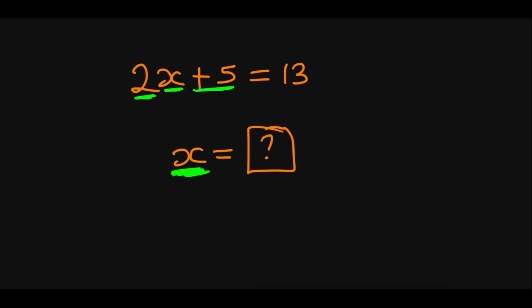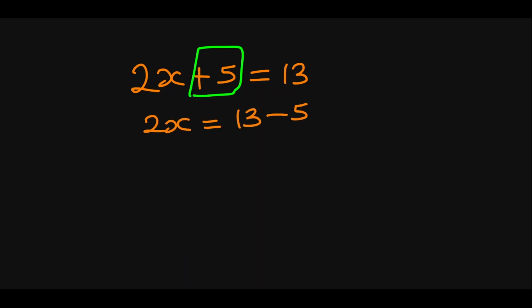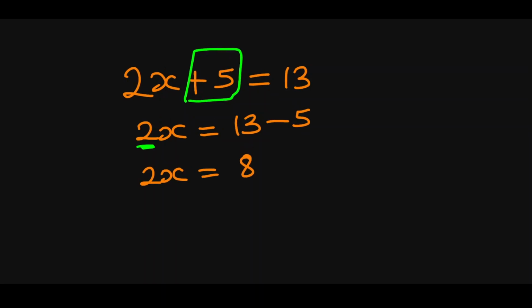So how do we do this? We will employ the things we talked about at the beginning, those two sets of skills. The first thing we'll do for this example is to move this plus 5 to the other side. Remember our lesson 2. If we do that, this will give us 2x is equal to 13 minus 5. 2x is equal to 13 minus 5 is 8. So that is already decongesting the left side for us, leaving just 2 attached to x.